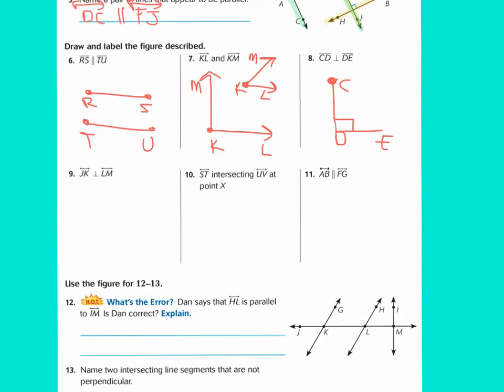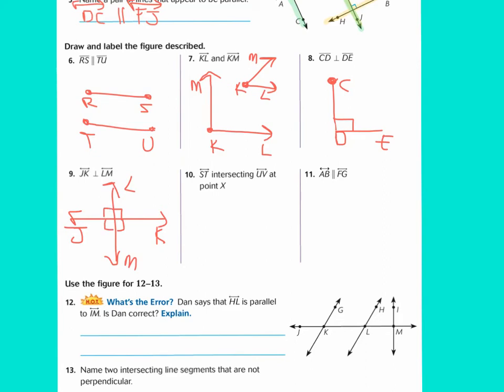Number 9, we have JK. Line JK is perpendicular to LM. Perpendicular, I know I have to form 4 right angles. So we have JK, and then we have line LM. Something like that. And then you have those 4 square corners here.